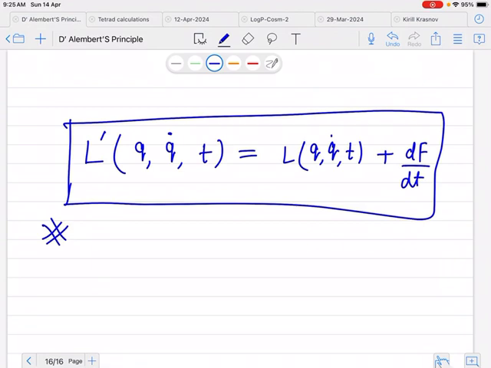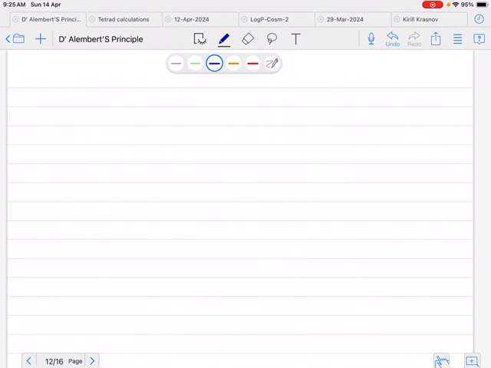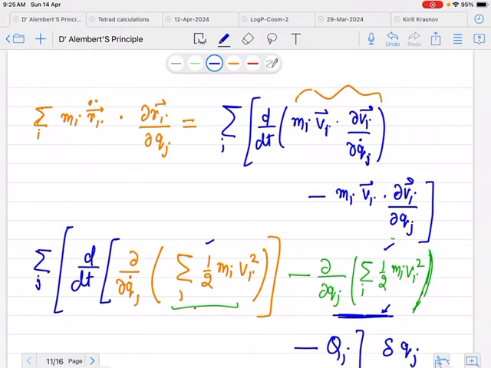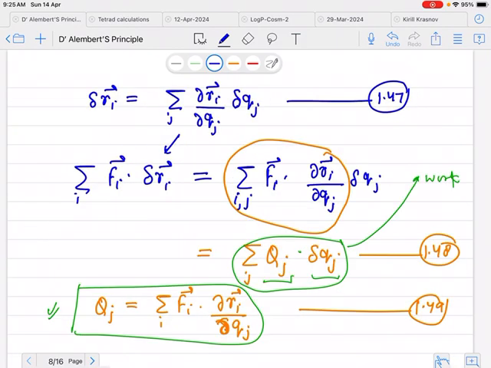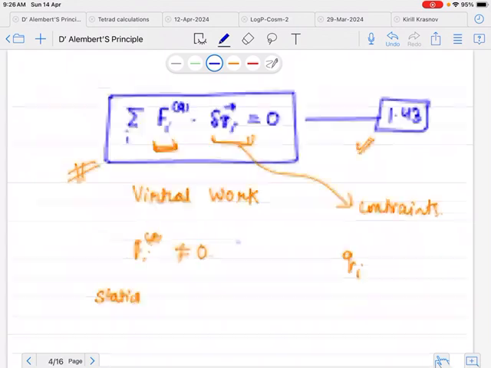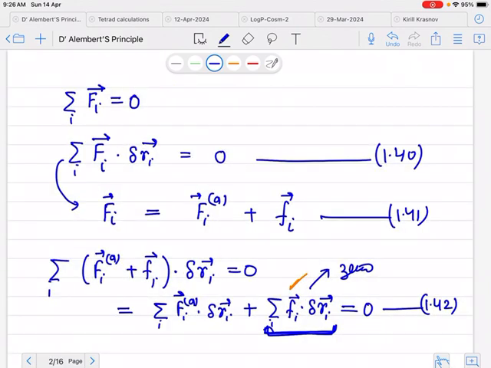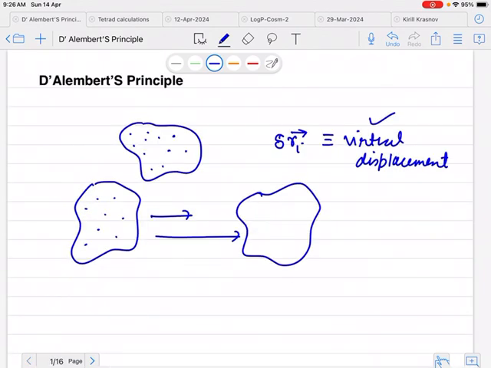Okay, so that's all about the D'Alembert principle and the Lagrangian equation of motion. We started very neatly and cleanly from D'Alembert principle, and we started D'Alembert principle from the very basic concept of virtual displacement. If you have any kind of doubt, you can comment.